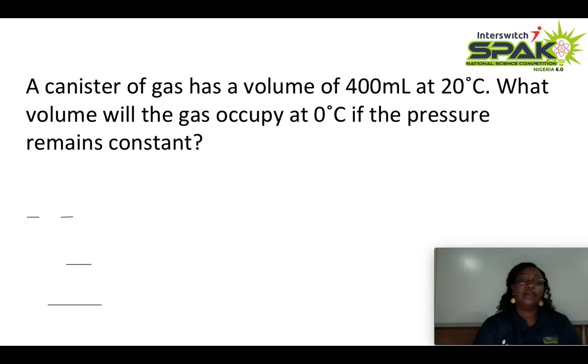A canister of gas has a volume of 400 milliliters at 20 degrees C. What volume will the gas occupy at 0 degrees C if the pressure remains constant? Let me give you a few seconds to work out your answer and let's see how it goes.